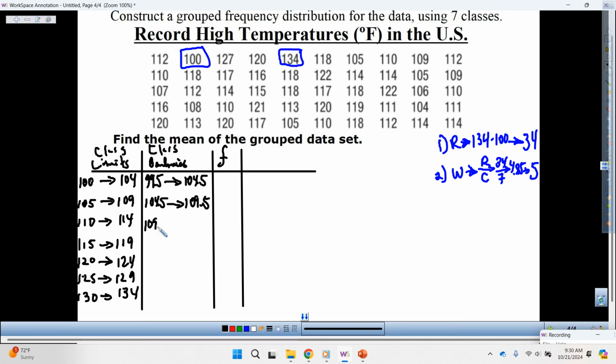So the next one, 109.5 to 114.5, 114.5 to 119.5, 119.5 to 124.5, 124.5 to 129.5, and 129.5 to 134.5.